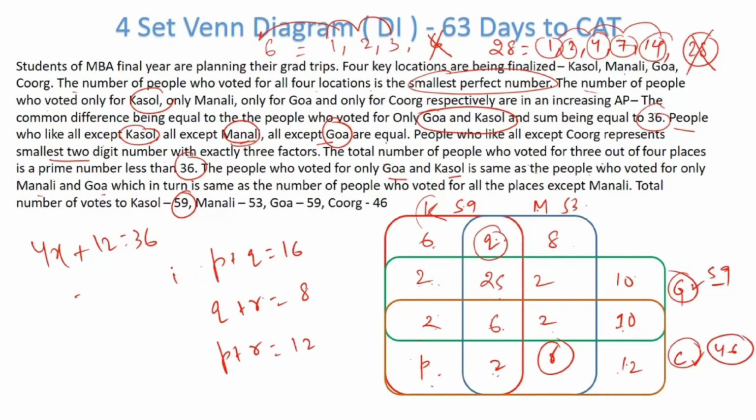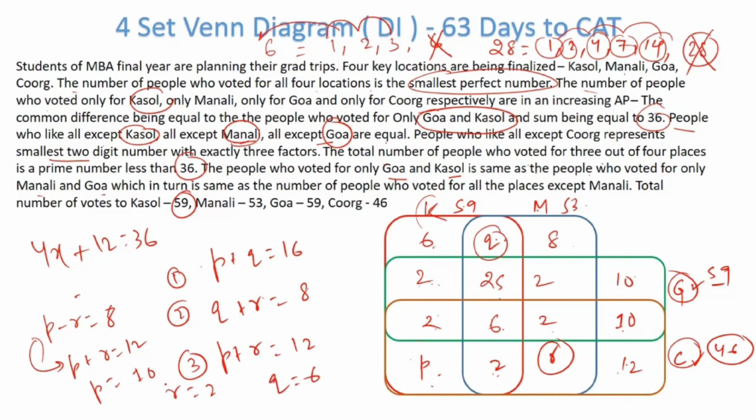Now let's say this is equation 1, equation 2, equation 3. Subtracting 2 from 1, we will get P minus R is equal to 8. And we have P plus R is equal to 12. So quite clearly if we solve the 2, we'll get P is equal to 10. We'll get R is equal to 2. And we'll get Q is equal to 6, right? So this is 10, Q is 6 and R is 2. So with that we come to the end of this. Every number we have found out. I hope this is clear to you.